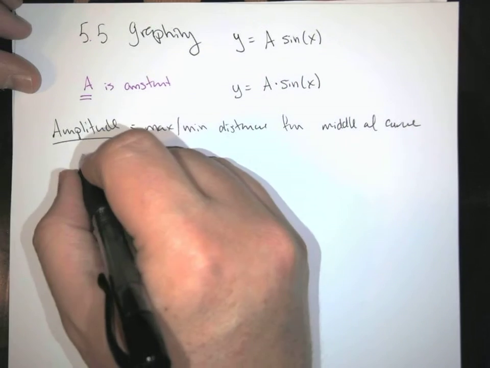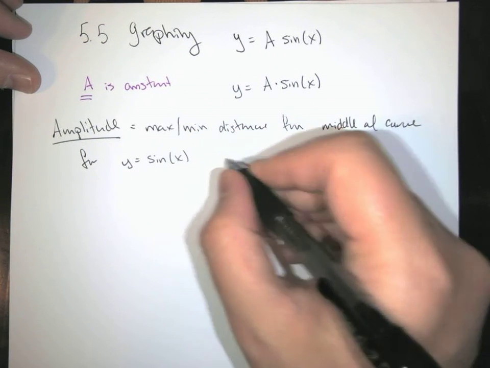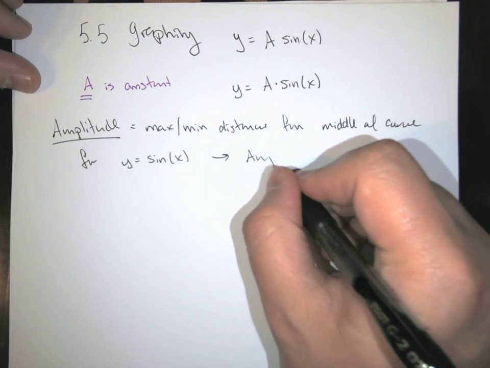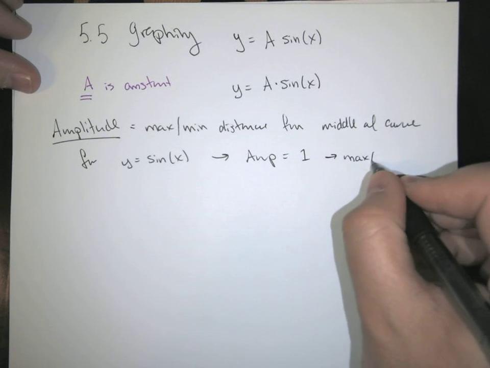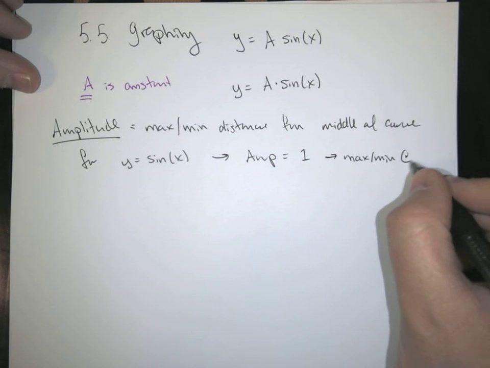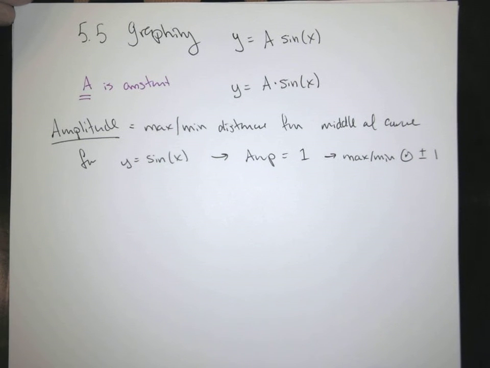So for our standard sine function, y equals sine of x, our amplitude is just 1, which means our maximums and minimums happen at positive and negative 1. That's what we saw in the table, right? When we did our table of values, we have a middle, and then a max, and then a middle, and then a minimum, and then a middle again. So the middles are at 0, and our maximum and minimum were at +1 and -1 respectively.